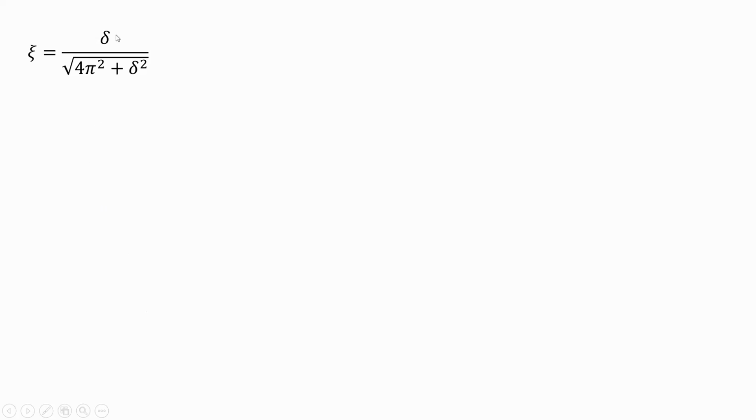Now zeta is equal to delta divided by square root of 4 pi square plus delta square. So substitute the values of delta. Delta we have calculated. After substituting these values, we'll get the value of zeta as 0.344.